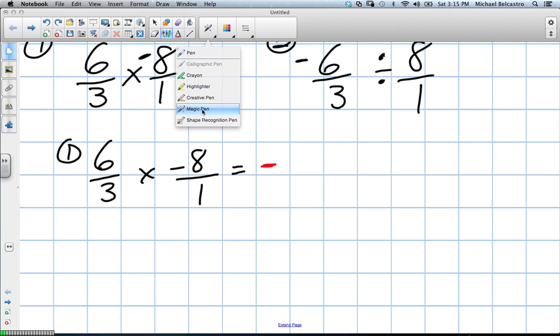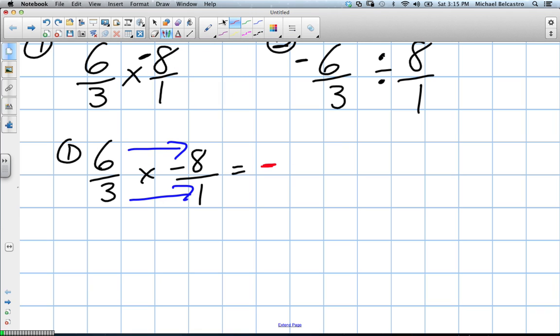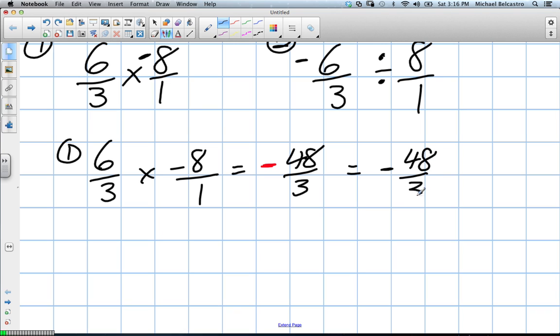Negative 48. That's right. And when we multiply fractions, we go the top by the top and the bottom by the bottom. So we have 48 over 3. So our answer is, without reducing, because can we reduce it? Yeah, we can reduce this. But let's just leave it as a fraction for now. Negative 48 over 3.